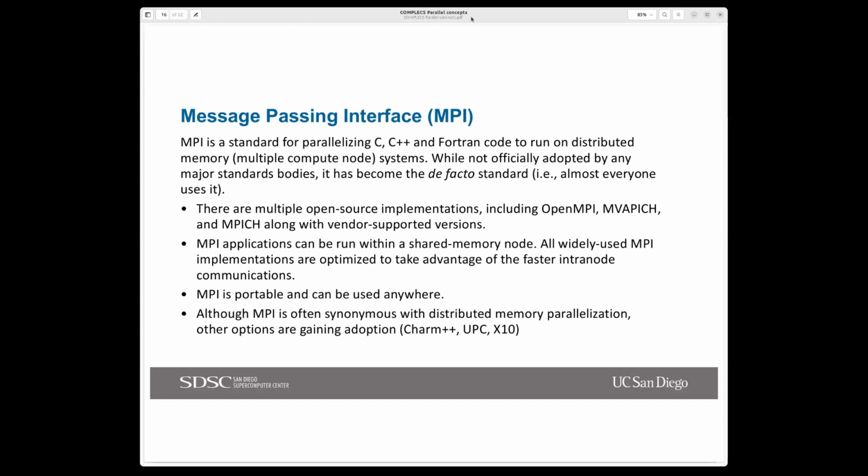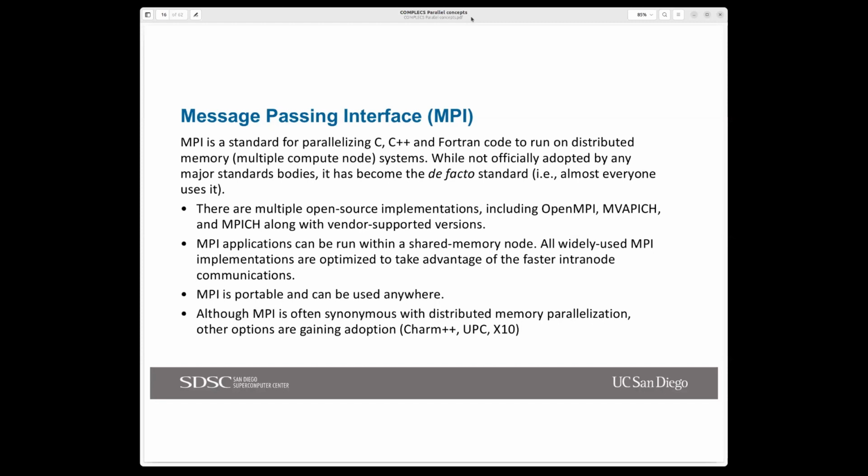So let me go back to the higher level concepts here. With that discussion of processes and threads, the most common distributed memory parallel programming framework that you're going to run into with any application is MPI, the Message Passing Interface. The first MPI standard was developed in the mid to late 90s. It allows you to use a distributed memory model where processes talk to each other by explicitly passing data between processes, and it is the de facto standard for writing distributed memory parallel applications.